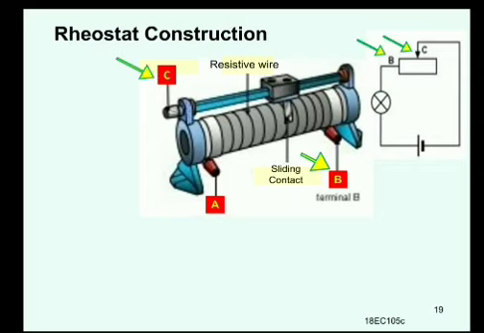You can see here there are only two terminals that are looking into the circuit, that is terminal B and C. That means one is fixed, the other one is on the wiper arm. So only the terminals B and C are used in the circuit and connected to the load. That means it is going to vary only the current that is being supplied to the load. That is how the rheostat is used.